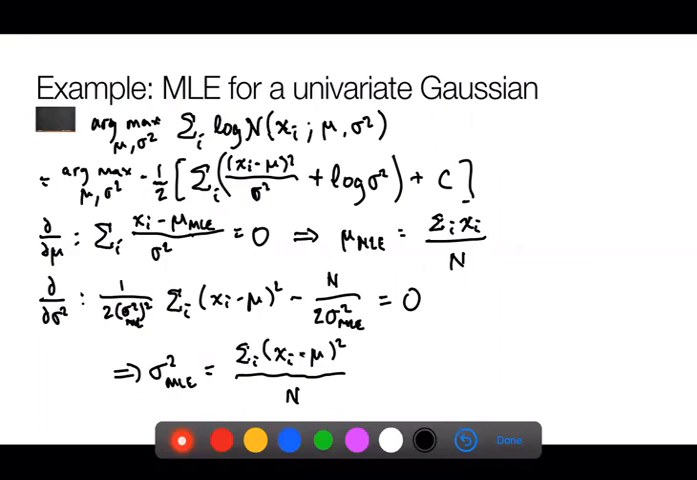Turns out this is actually something called a biased estimator. Maybe this is something that you've seen in other classes. If I were to instead divide by n minus 1, I would get an unbiased estimator, but we're not going to worry about that. This is the maximum likelihood estimate, which seems pretty reasonable, all things considered.